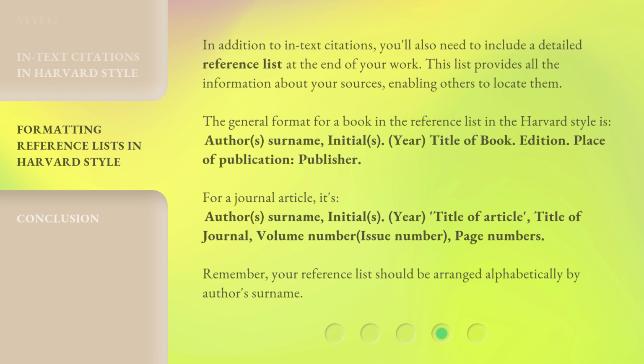For a journal article, it's author's surname, initials, year, title of article, title of journal, volume number, issue number, page numbers. Remember, your reference list should be arranged alphabetically by author's surname.